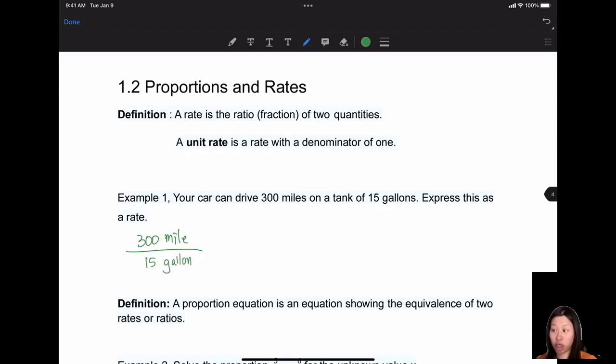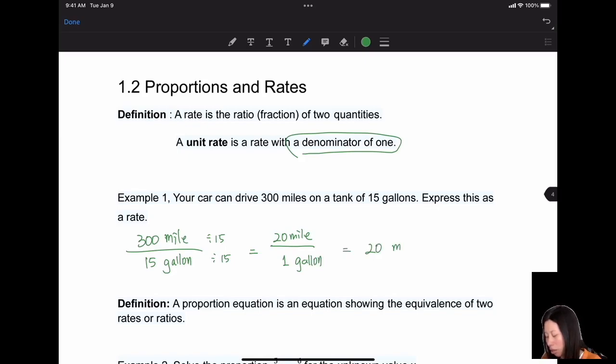Since we are trying to find the unit rate, by definition, a unit rate is when the denominator equals 1. So that means we need to divide by 15 on the top and the bottom. So we will have 20 miles per 1 gallon. We can write it as 20 miles per gallon.